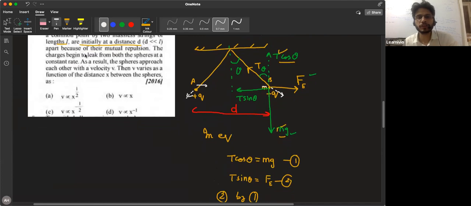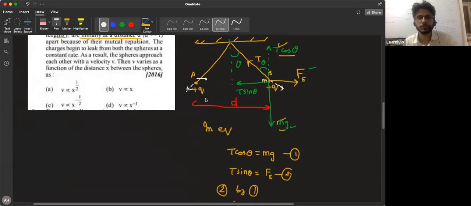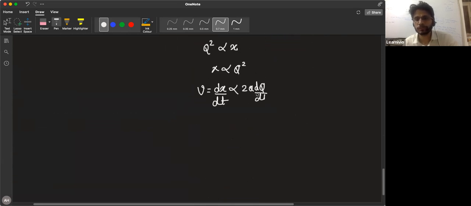Now, the charge from both spheres leaks at a constant rate, which means this dq over dt is a constant term. Call it k. So you can write that v is proportional to 2q into k.